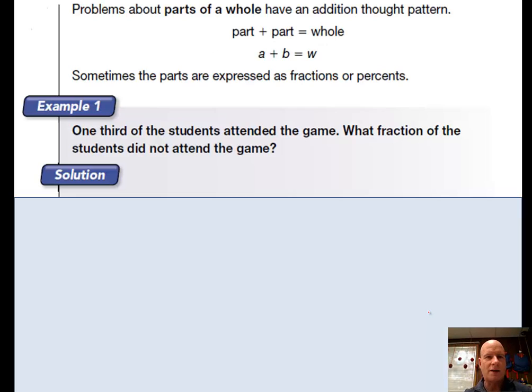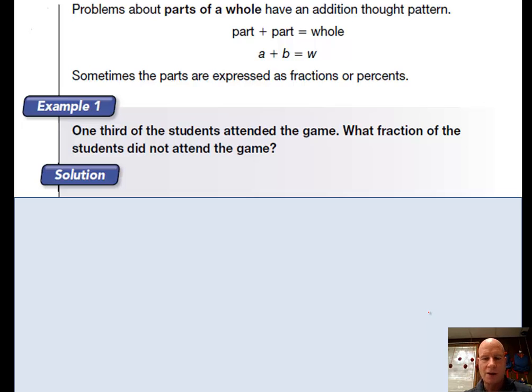So let's start talking about problems with parts of a whole. It's like if you take an apple and you break it up, or a pizza and break it up into parts, several parts make up the whole. In our example here, it just states that a part plus a part equals a whole, or A plus B equals W.